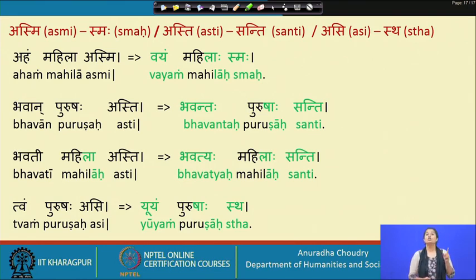Uttamam. Next, tvam, the second person informal. Tvam purushaha asi will become yuyam purushaha stha. Let's do it with another masculine word. Tvam shikshakaha asi, teacher. Yuyam shikshakaha stha. Let's do it in the feminine with the word Sanskritapriya. Tvam Sanskritapriya asi. Yuyam Sanskritapriyaha stha. Uttamam. So now, moving on.